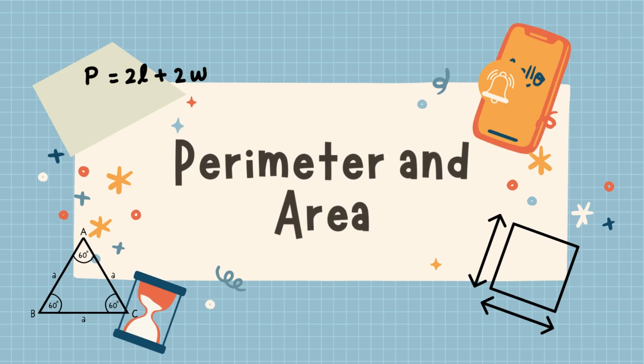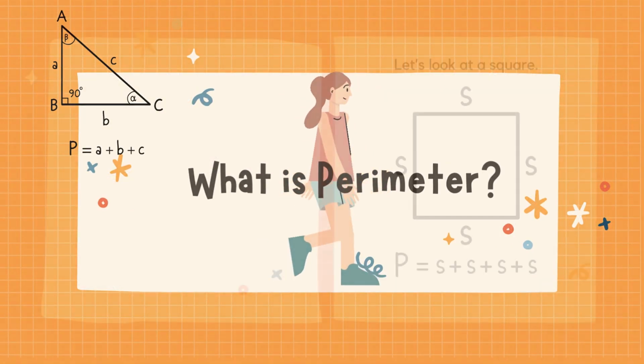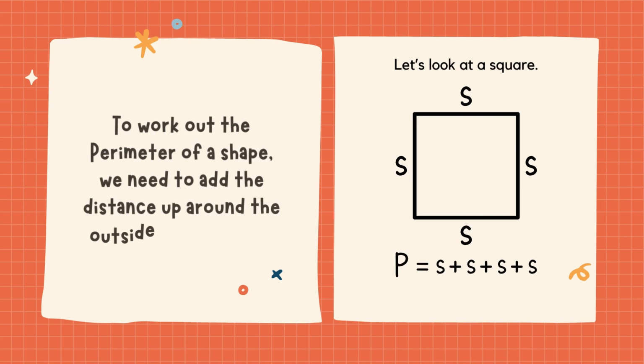Perimeter and area. Let's learn all about it. So what is perimeter? To work out the perimeter of a shape, we need to add the distance up around the outside of the shape. So you need to pretend like you might be walking around the outside of this object.